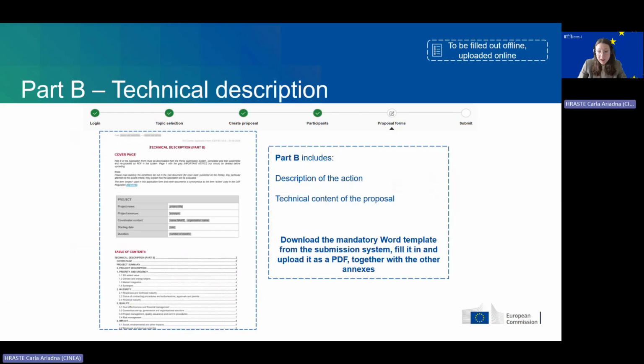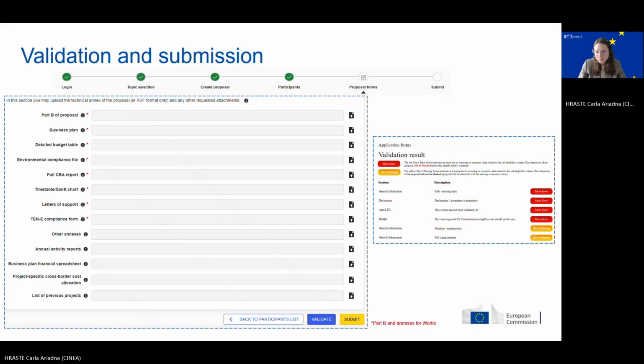In parallel to Part A, you can work on Part B. For Part B, you will need to download the Word template from the submission portal, fill it in, and upload it as a PDF to the submission portal. Do not forget to upload the supporting annexes based on the call text. To illustrate this, we've included a screenshot showing Part B and annexes requested for works.